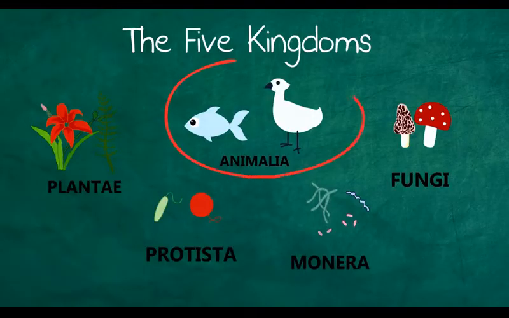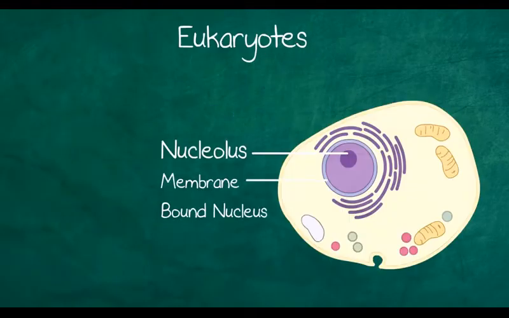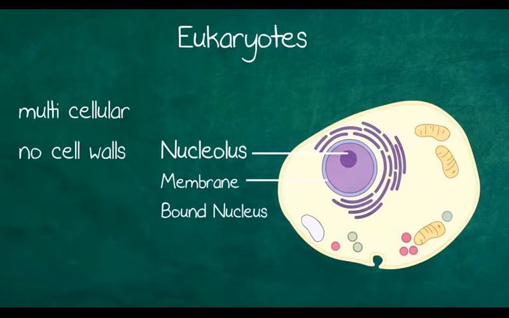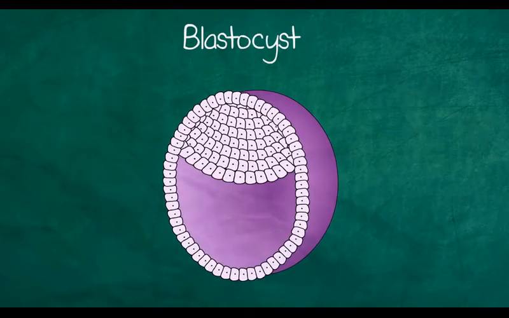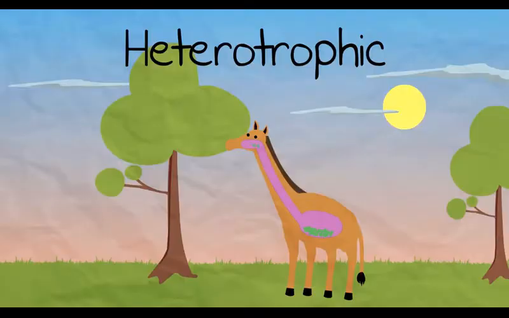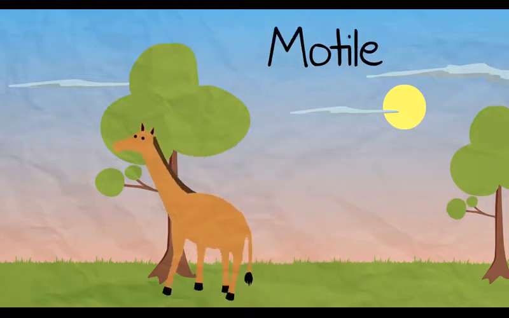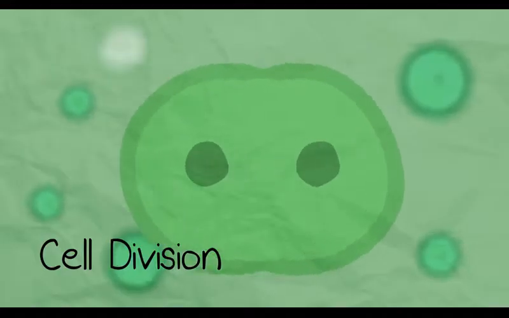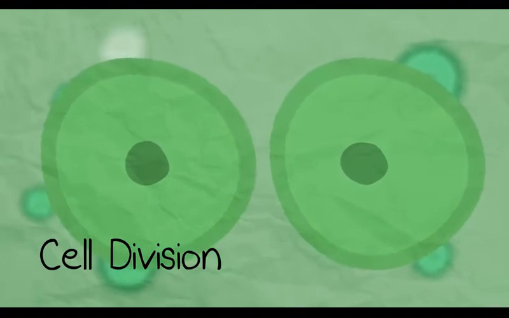Starting with animals, also known as Animalia. They are eukaryotic, multicellular, and have no cell walls. They develop from blastocyst, which is part of the embryo development. They have both nervous and hormonal control systems. They are heterotrophic, which means they eat stuff and have a digestive system. They are motile, which means they move. Cell division, which enables growth, happens in the tissue.